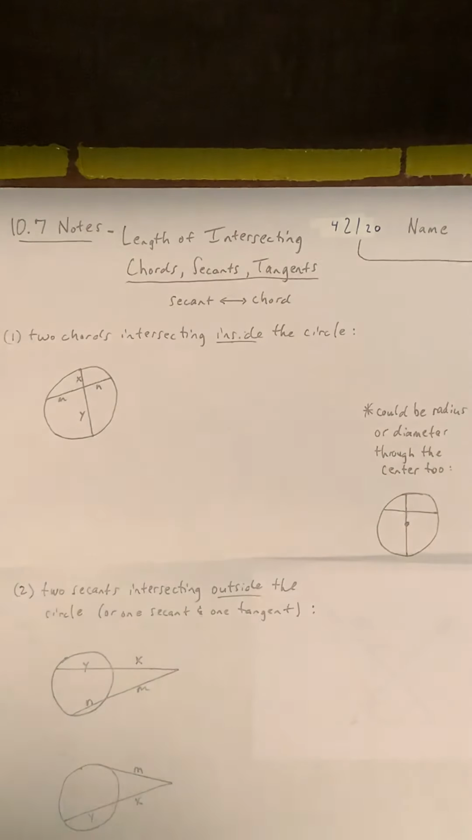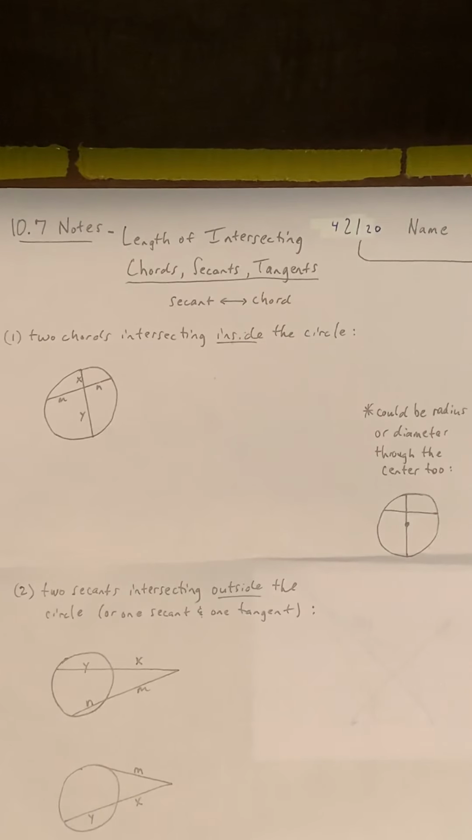Okay, hello there everybody and welcome to today's lesson, section 10.7. We're going to talk about intersecting chords and intersecting secants and tangents, and the length of certain segments that are created and how those segments relate to each other. We did intersecting chords and secants and tangents in 10.6, but those focused on the angles that were created. Now we're going to talk about the lengths of certain segments and parts.